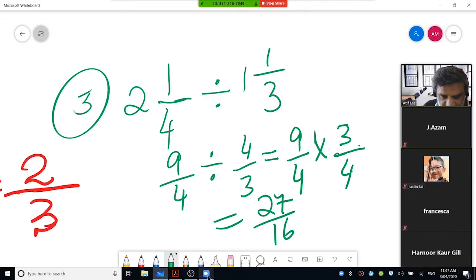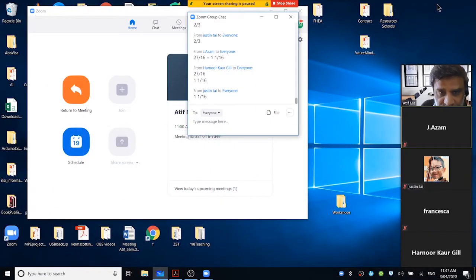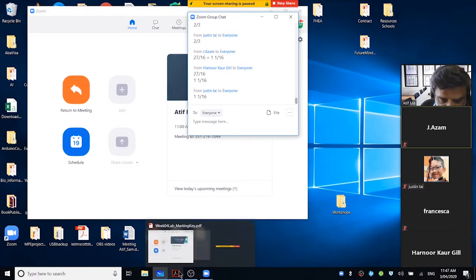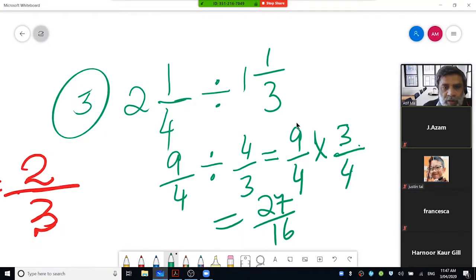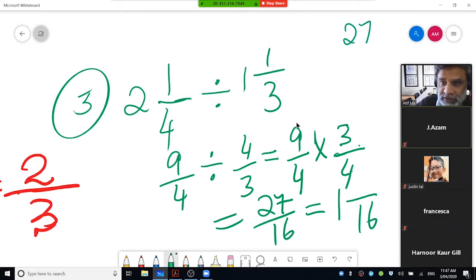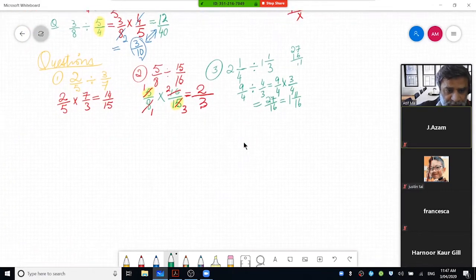And let me see, some of the students already wrote that. 27 over 16. Or you can do it like this if you put it in the 16. If you subtract 16 out of 27, 27 minus 16, it becomes 11. So this is if you put it in a mixed form. So this is another form of doing it.